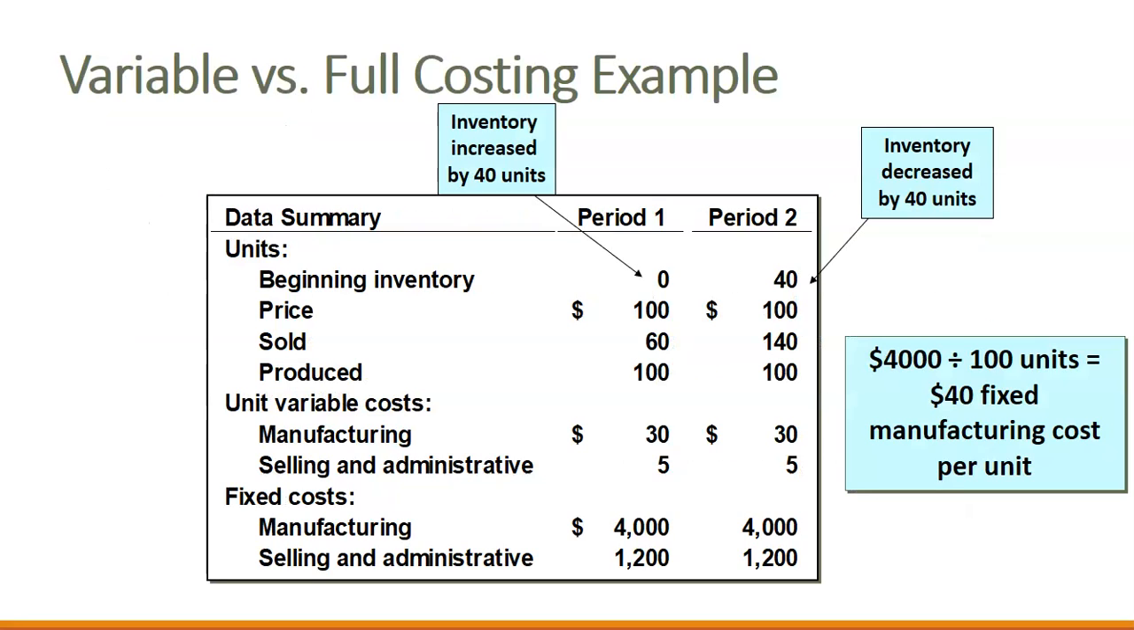So when we look at our variable versus full costing, we have our information here. Our inventory increased by 40 units. Our beginning inventory, we sold 60 units, we produced 100 units. So in period 2, we had beginning inventory of 40 units, we sold 140, and we produced 100.